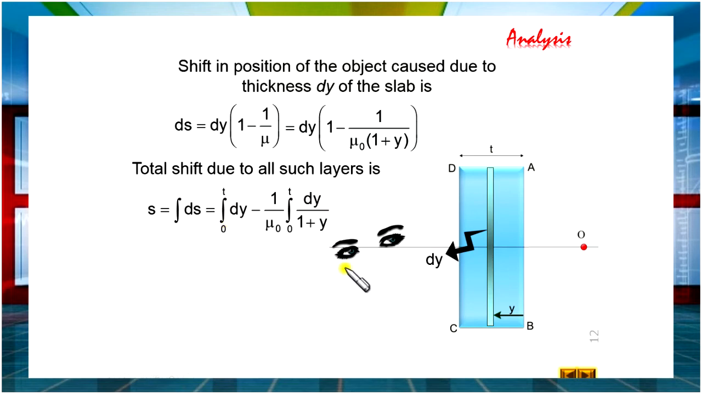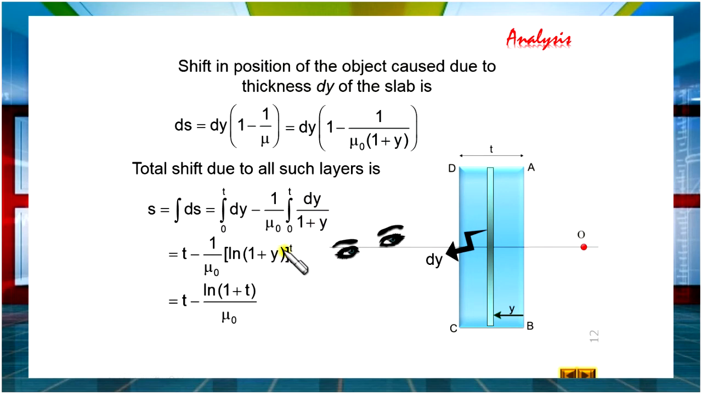The limit of the integration is from 0 to t, where t is the thickness of the slab. So this is the integration part. The integration of dy is y, and here the integration is equal to natural log of 1 plus y. So let us substitute the limits 0 to t. After placing the limit values, this is natural log of 1 plus t minus natural log of 1 plus 0. So this expression is equal to t minus natural log of 1 plus t, divided by mu naught. This is the total shifting produced by all surfaces, right?